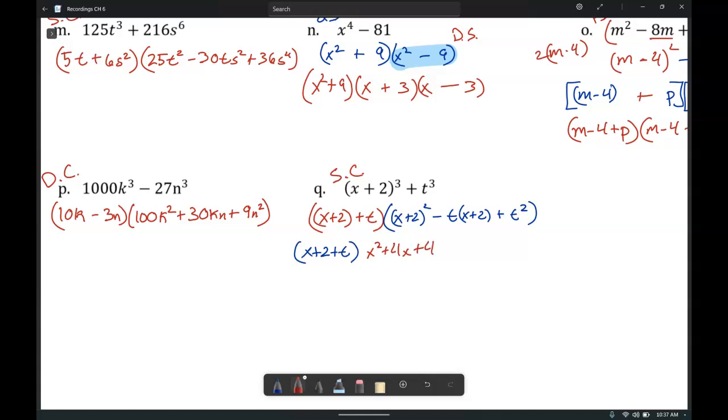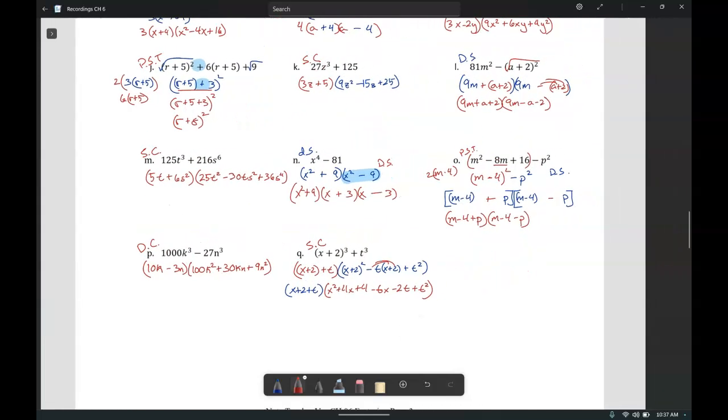Our binomial squared will be a perfect square trinomial. Distribute, plus our t squared. And there's all of our special case examples.